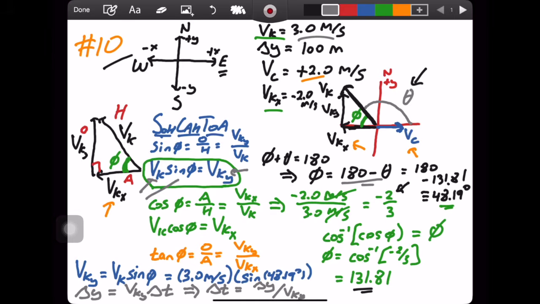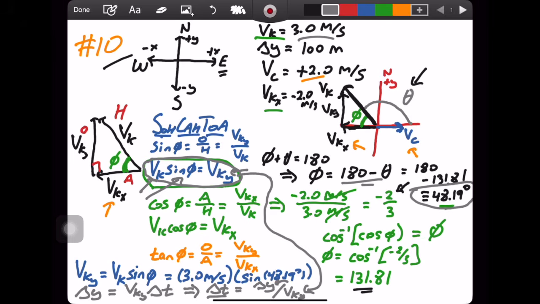and then you also can figure out the sine phi because you know that phi is equal to 48.19 degrees. So you would put 100 meters in for delta y, and then you would put the VKY relationship right there, and that would allow you to solve for the delta t, which is the amount of time that it takes for the kayaker to keep the kayak going due north, which again doesn't mean that you point the kayak north.